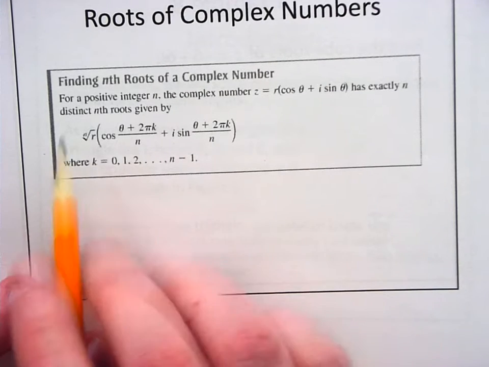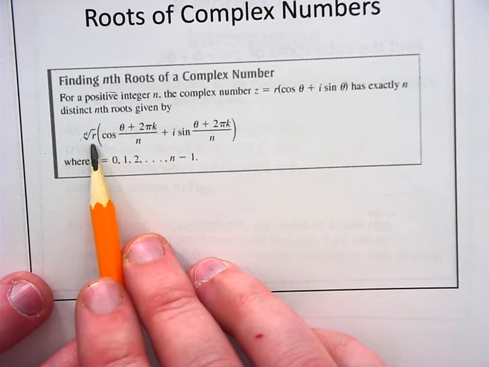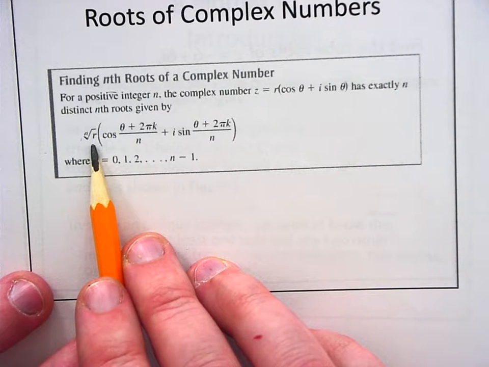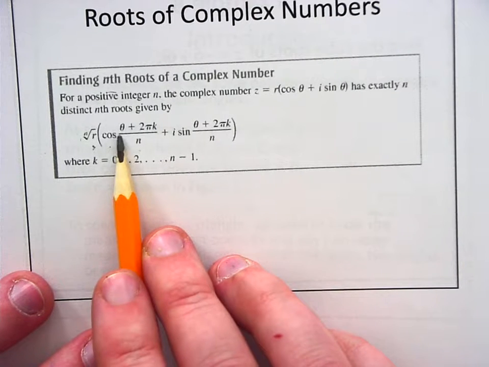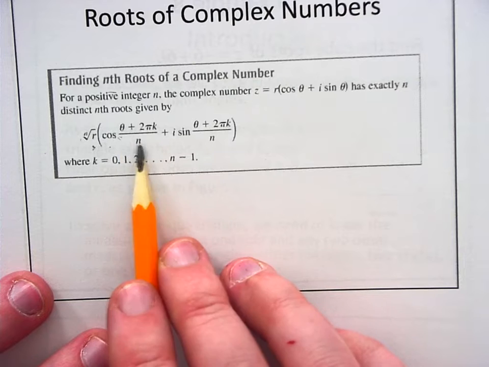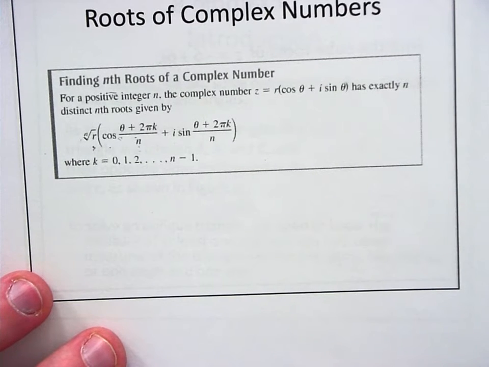Okay? So what this says, if I want to find the nth root, so if I want to take the nth root of r, the radius is still the easy part. Just take the nth root of whatever that radius is. Now, the cosine isn't just going to be theta, though, and it's not just theta over n. You've got to do theta plus that 2 pi k to hit those repetitions and divide all of it by n.